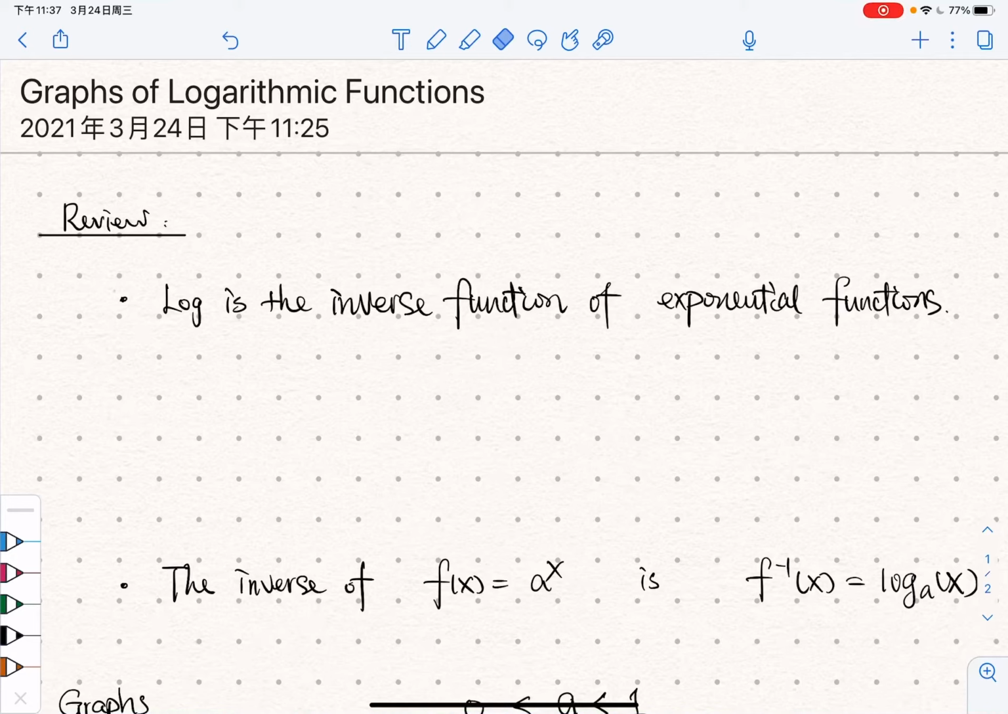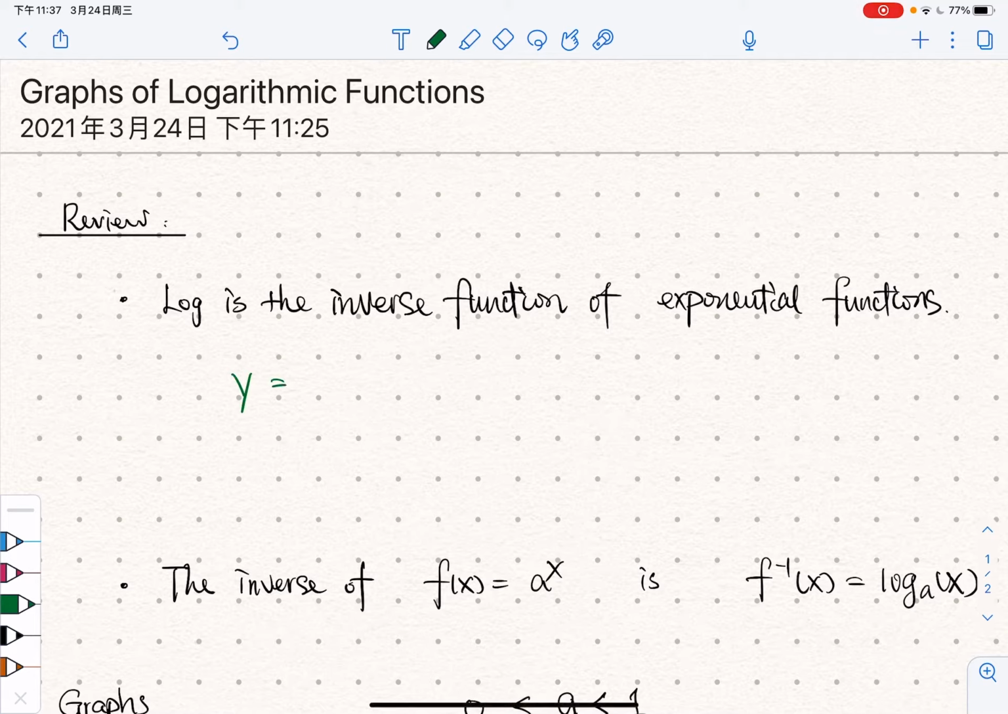In this lecture, we'll talk about the graph of logarithmic functions. First, let's have a review. The logarithm function is the inverse function of exponential functions. In our case, let's have an exponential function first. Then we'll see why log is the inverse.